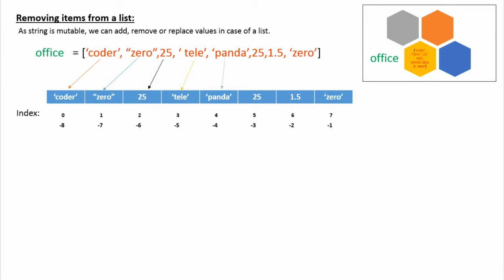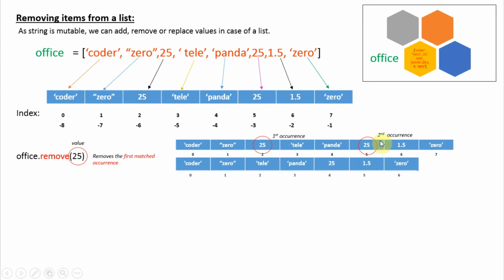Let's see how to remove one item from the list. To do that, we can use office.remove and we'll give the value we want to remove. It will first search the list and remove the first occurrence of that value. You can see here, this is our main list. 25 is appearing 2 times, right? So it will remove this one. This is the first occurrence, so it will remove this one. You can see here at index 2, 25 was present. Now it is removed and tele got shifted to index 2, but this 25 is still present here, right?